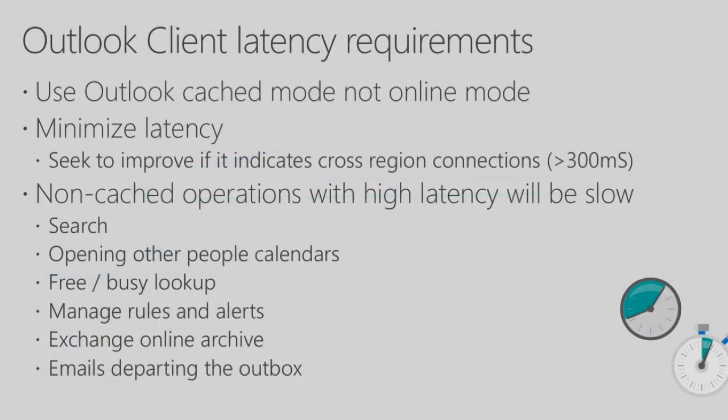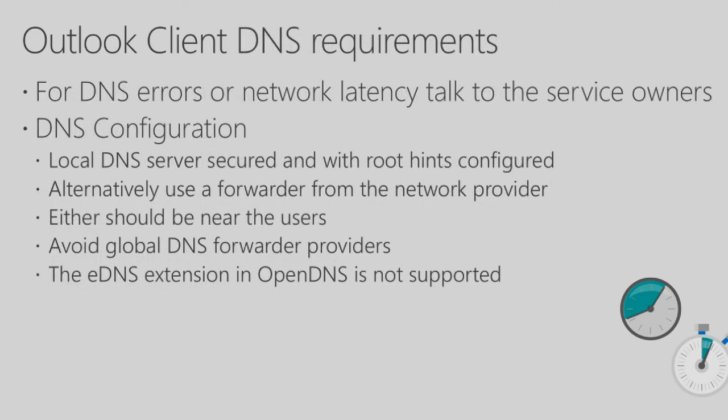All right, so two summaries on Exchange. First, for client latency, the actual milliseconds or ping time that you see, you want to make sure you're using Outlook cached mode, not Outlook online mode. You want to seek to minimize that latency that you have. There are some non-cached operations even when you're using Outlook in cached mode. So if you have very long latencies that you're seeing, some users with these particular operations are probably going to notice that.